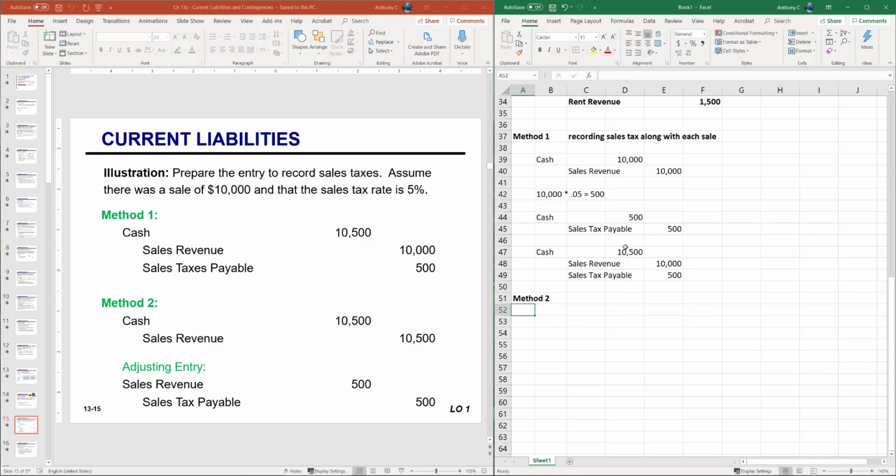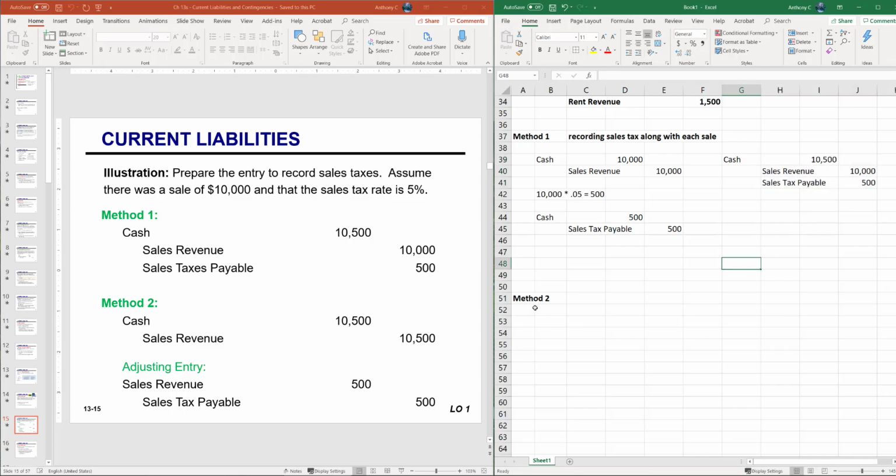Again, method two, let me just put this out to the side so it's not as confusing. Method two, instead of recording sales tax along with each sale, we record sales tax in sales first, and then at the end of the period, we'll make an adjusting entry. In this adjusting entry, we're going to remove sales tax from sales revenue.